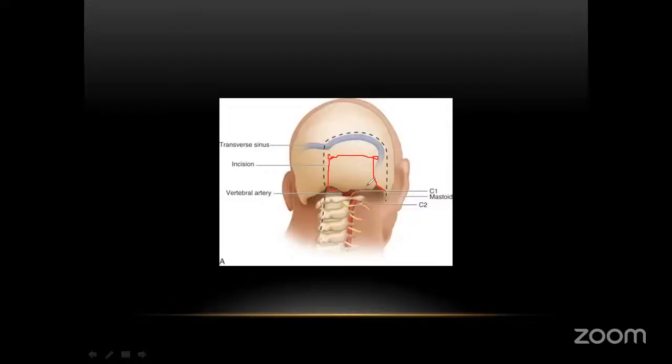We have to see the sigmoid sinus, and as we approach intraoperatively, the sigmoid sinus is a little bit deviated here, so we have to be careful about that. Just thin out that bone, and then we can mobilize the sigmoid sinus. If we feel operatively that we have some hurdles or some difficulty in vision, then we can mobilize the sigmoid sinus as well after opening the dura.